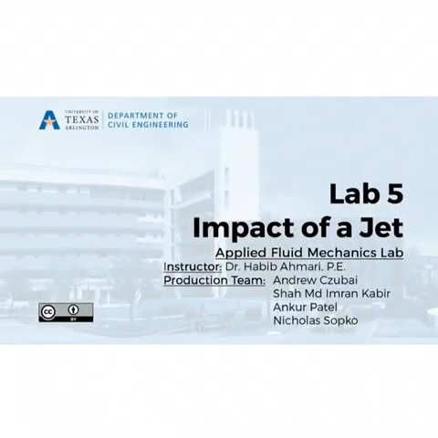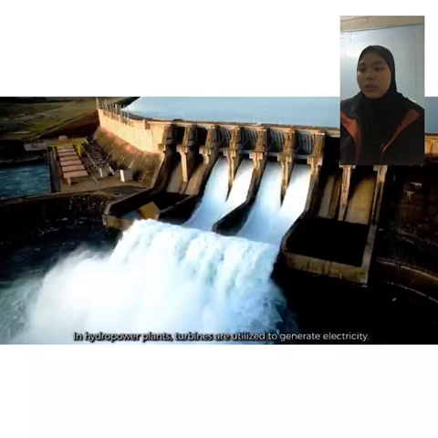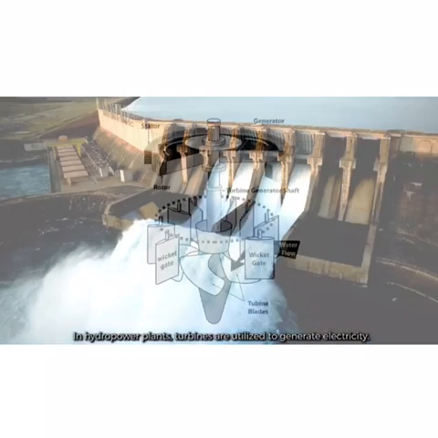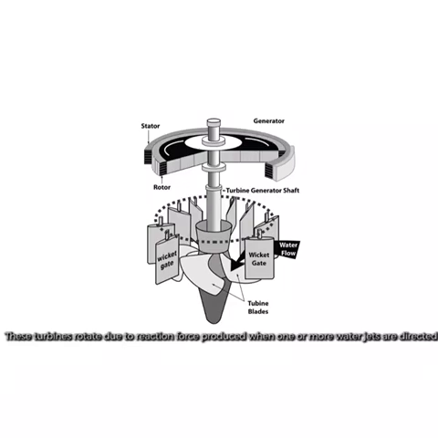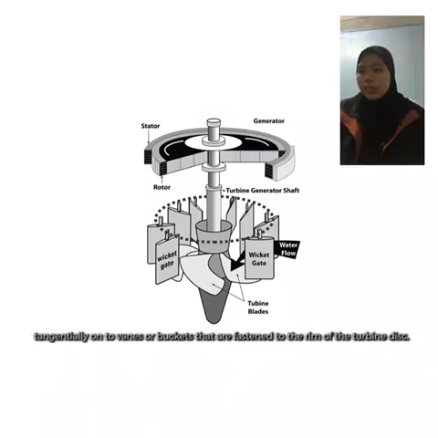So, today I would like to start our lab simulation, which is impact of jet. In a hydropower plant, turbines are utilized to generate electricity. These turbines rotate due to reaction force produced when one or more water jets are directed tangentially on the vanes or buckets that are fastened to the rim of the turbine disc.